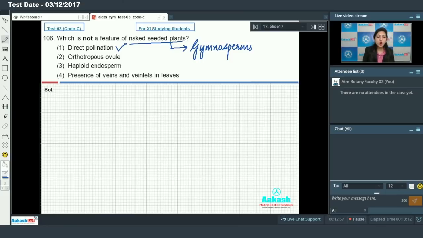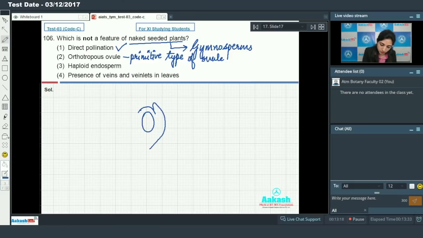This is true. Orthotropous ovule. Orthotropous ovule is the primitive type of ovule. What happens is, generally in gymnosperms unitegmic ovule is found, and orthotropous ovule is found.